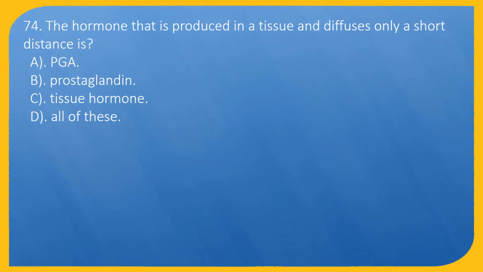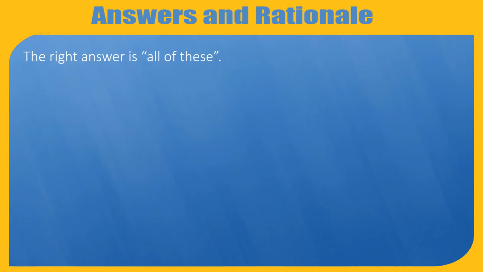Question 74. The hormone that is produced in a tissue and diffuses only a short distance is A. PGA. B. Prostaglandin. C. Tissue hormone. D. All of these. The right answer is all of these.